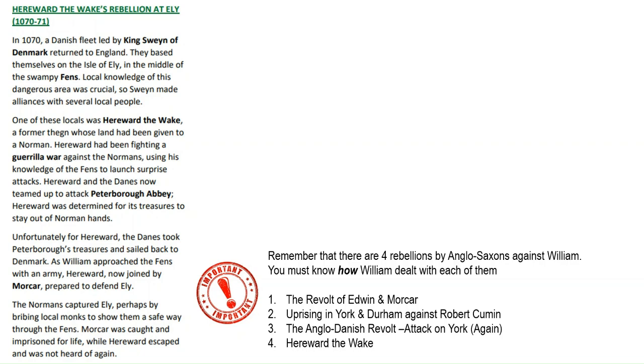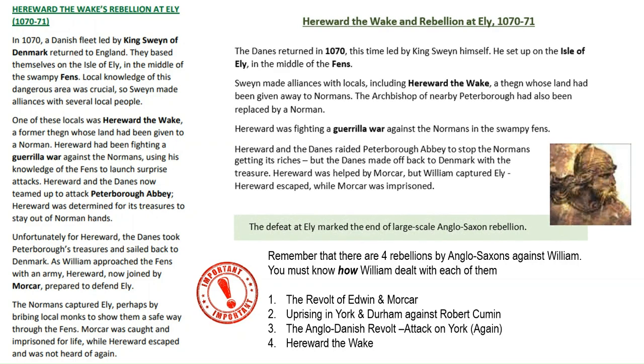So it's really important to remember there are 4 rebellions that William has to deal with. The revolt of Edwin and Morcar, the uprising in York and Durham against Robert Cumin, the Anglo-Danish revolt, attack on York again, and Herod the Wake. How does he deal with each one? Really important. Little bit more about Herod the Wake there if you want to pause and have a read.